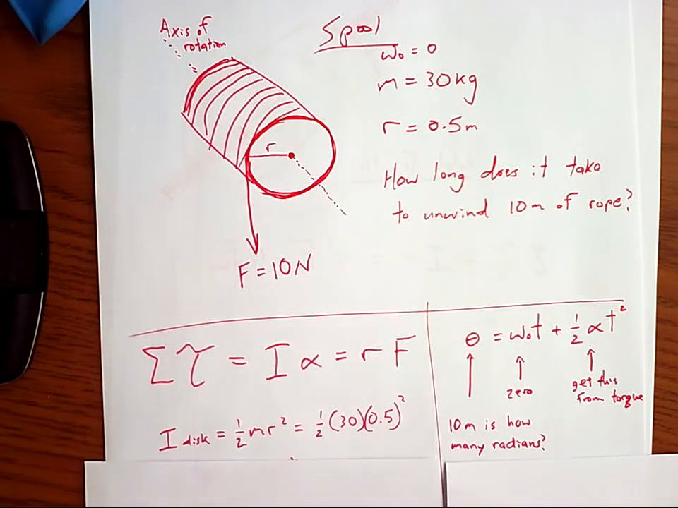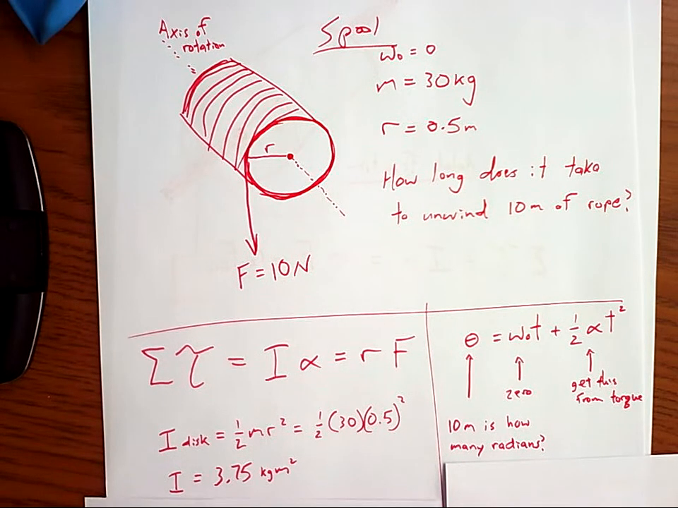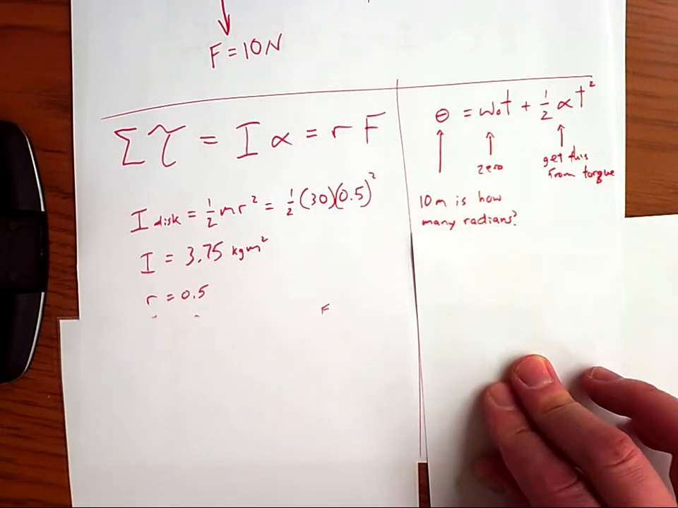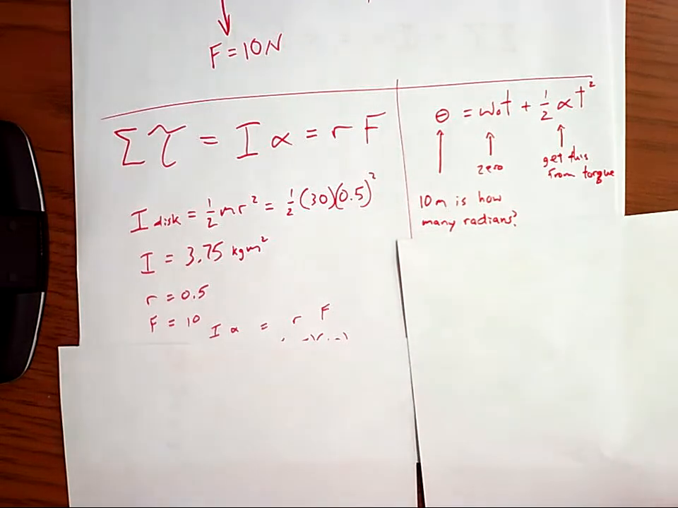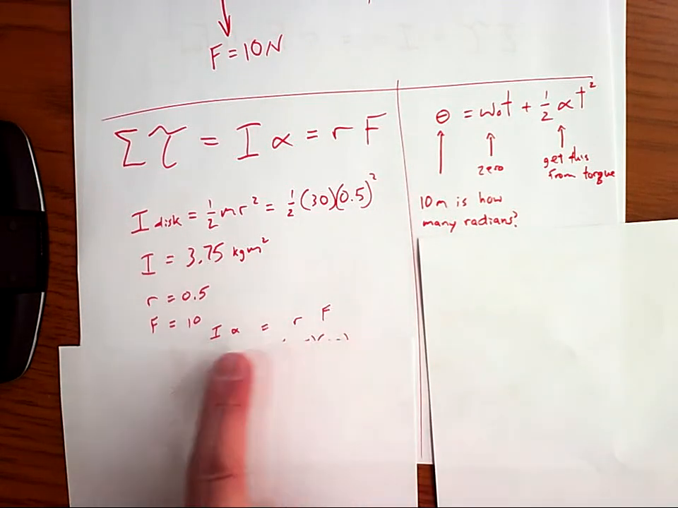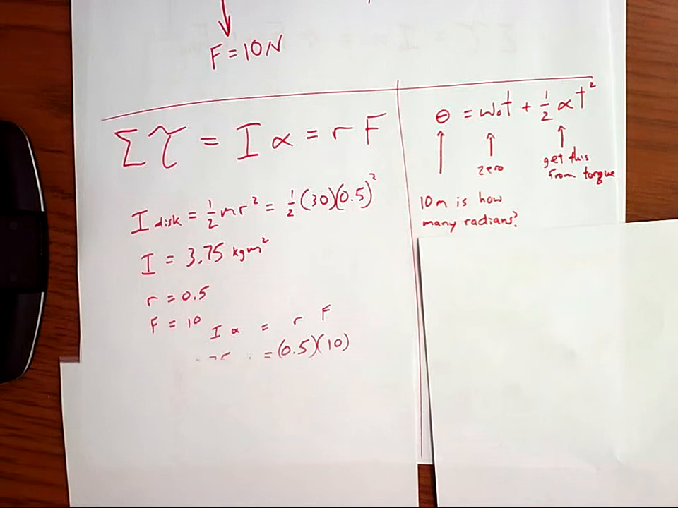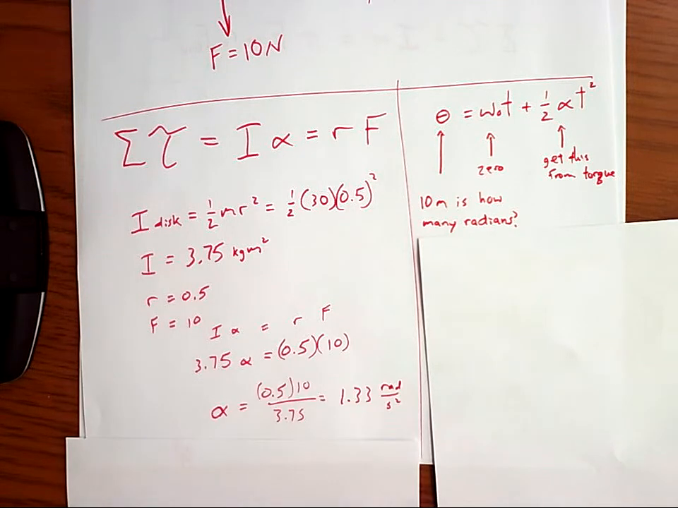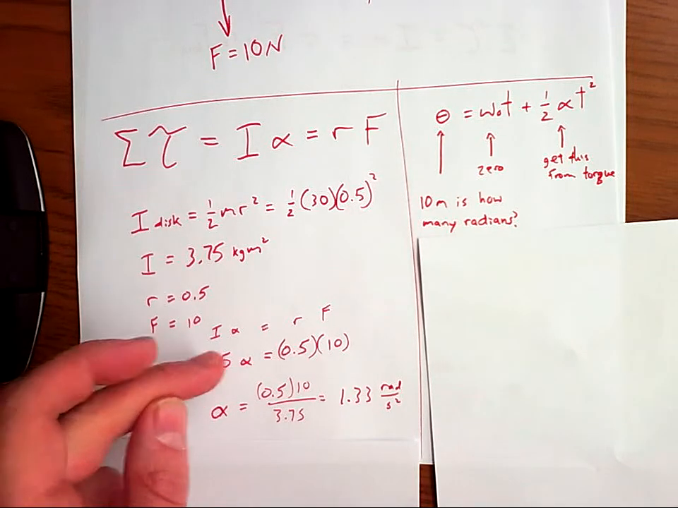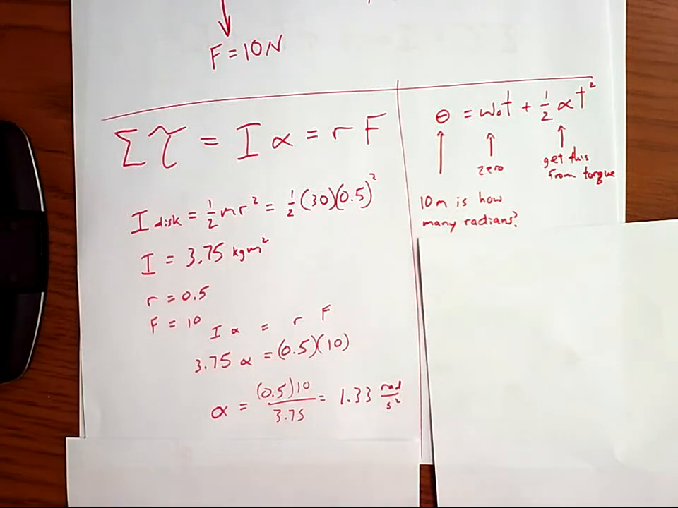So, moment of inertia for a disk is 1/2 m r squared. I plug that in and I get 3.75 kilograms per meter squared. I also happen to know R and F, so I can plug that back into this equation of I alpha equal to RF. So we get an alpha value of 1.33 radians per second squared. If you want, you can go through and plug in the units for each one of these to make sure you actually do get radians per second squared. I did that on my own, and I'm confident that this is the right number.